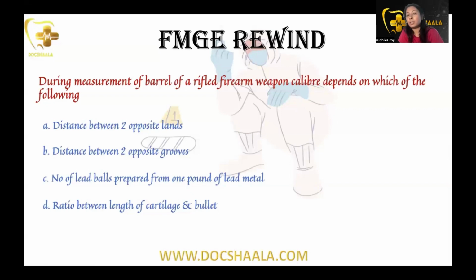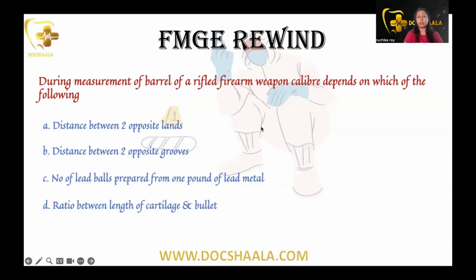Let's move to another question. During measurement of a barrel of a rifled firearm, weapon calibre depends upon which of the following? Distance between the two opposite lands, distance between the two opposite grooves, number of lead balls prepared from 1 pound of lead metal, and ratio between the length and the cartridge. So it is a very direct and easy question.